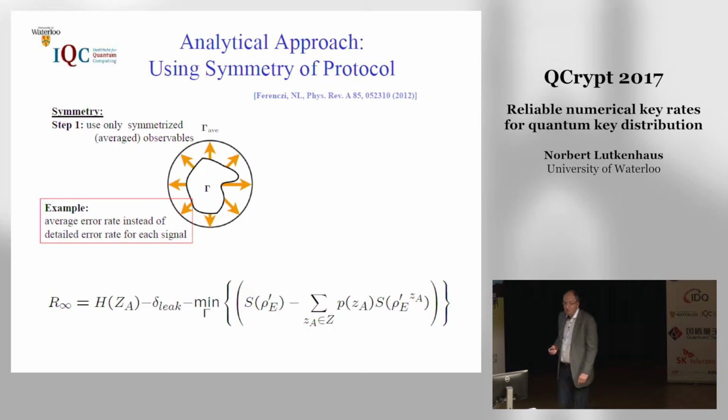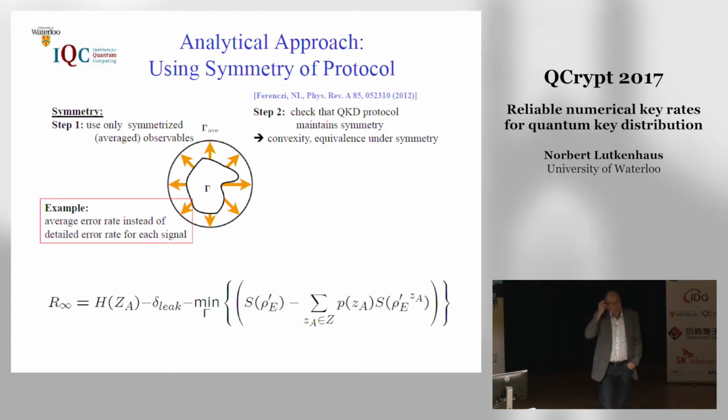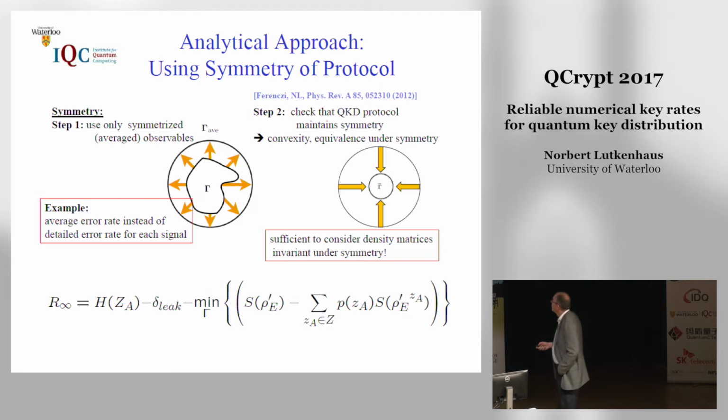What do I mean by that? For example, we talk about the average error rate in the four BB84 signal states rather than the error rate in each signal in itself. So we go to constraints that we coarse grain in this symmetric way. In a way it gets worse, since the set of possible states that we need to consider gets bigger, but that's okay because it contains for sure the worst case scenario. Then comes the nice thing: once you have a symmetry, you can show that you need to consider only density matrices that are invariant under the symmetry of your protocol, which is a much smaller set. In the BB84 protocol, it's only a one parameter family, and that really helps you to do the optimization.